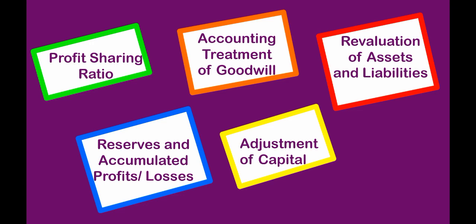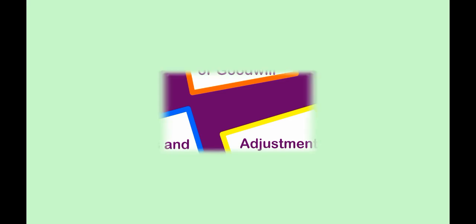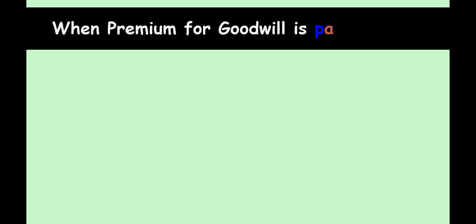Let's start. First case is when premium for goodwill is paid privately. Remember, the portion or the amount of goodwill which an incoming partner brings will be termed as premium for goodwill. So, when premium for goodwill is paid privately, we know that the amount is not coming to the business, and as nothing is coming to the business, there will not be any entry.